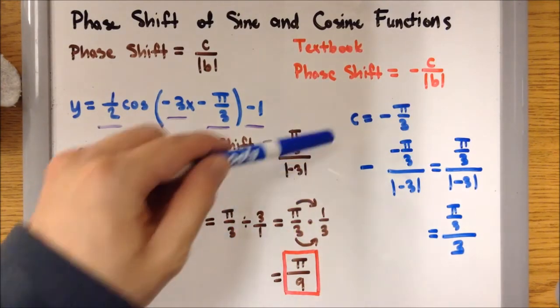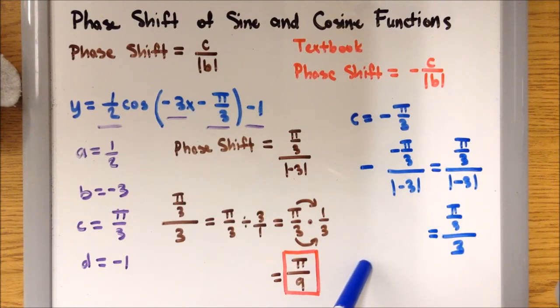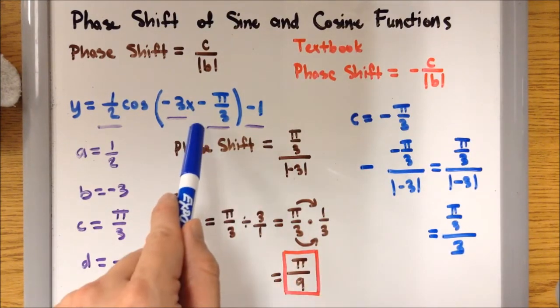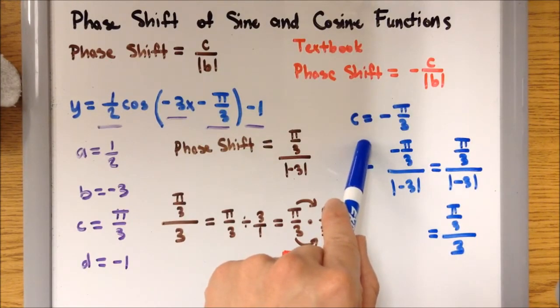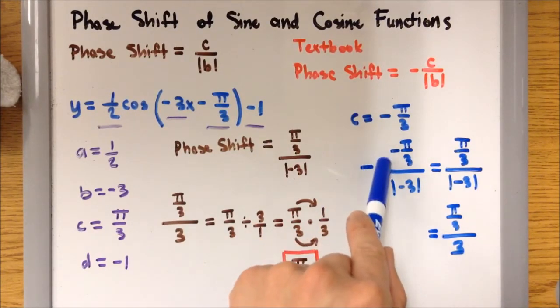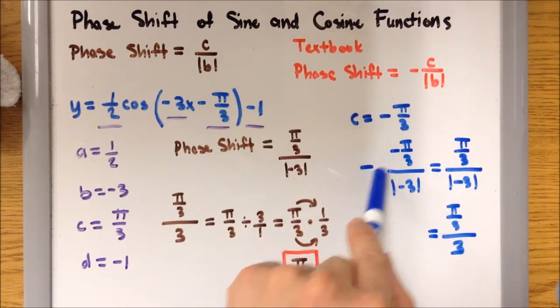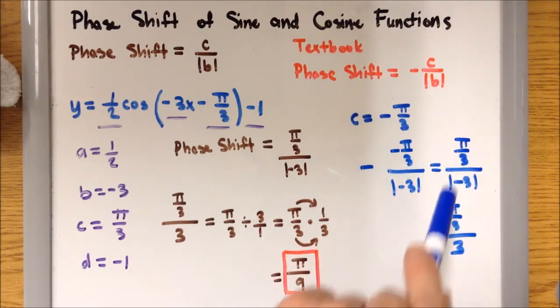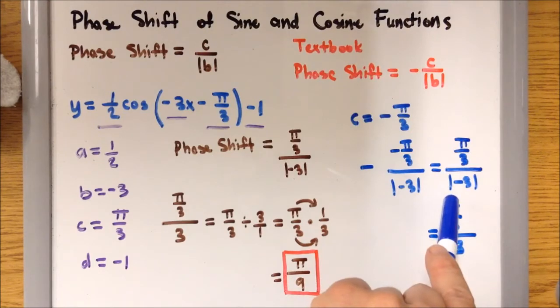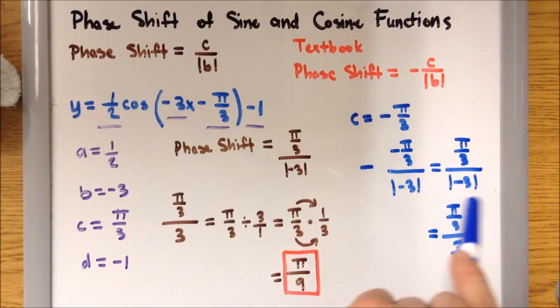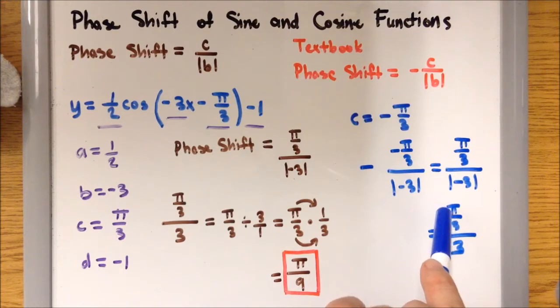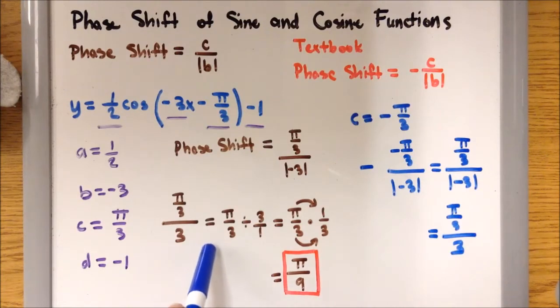So this right here, if you pull out the exact same C value, so since it's minus pi over 3 and you write it as C equals negative pi over 3, and when you plug it in, the negative from the textbook formula, what happens here when they're right next to each other, it becomes positive. So we have pi over 3 over the absolute value of negative 3. Simplify the absolute value, so it's now pi over 3 over 3, which is the same as this. And then when I work this out, I got pi over 9. So either way, you should end up with the same answer.